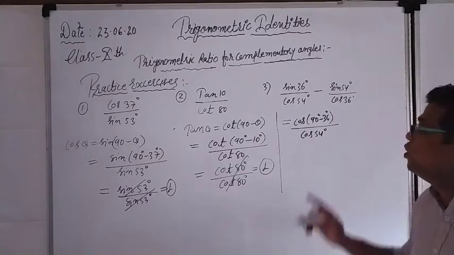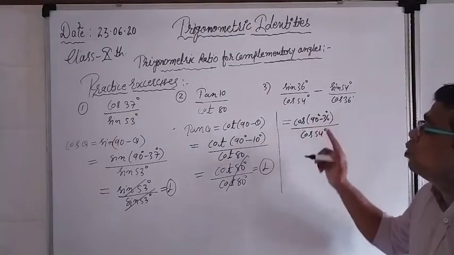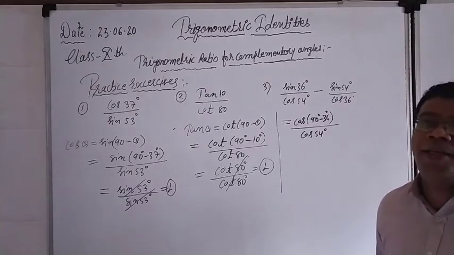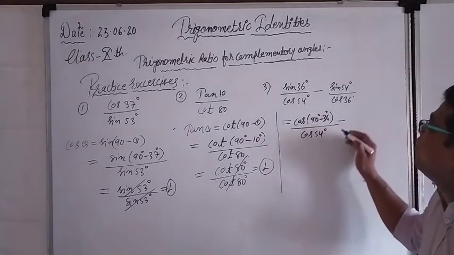You have to change only one thing, so that both the angles should be in the form of cos. Both the angles should be either in the form of sin, or tan, or cot.